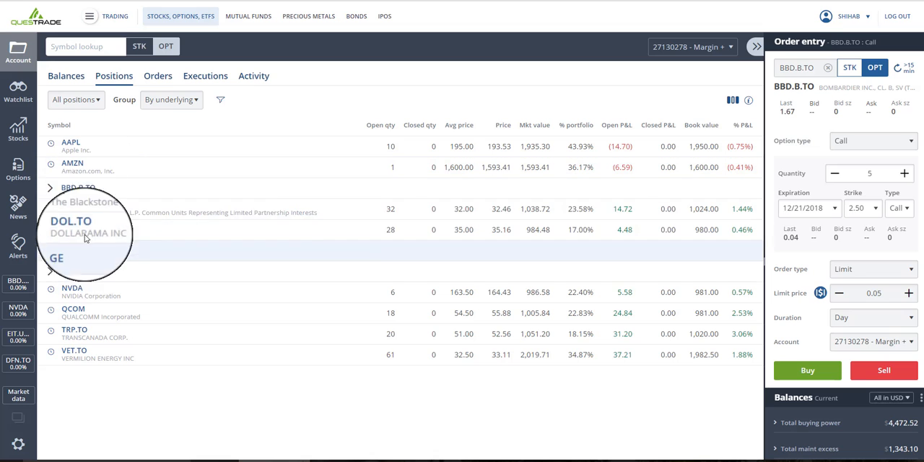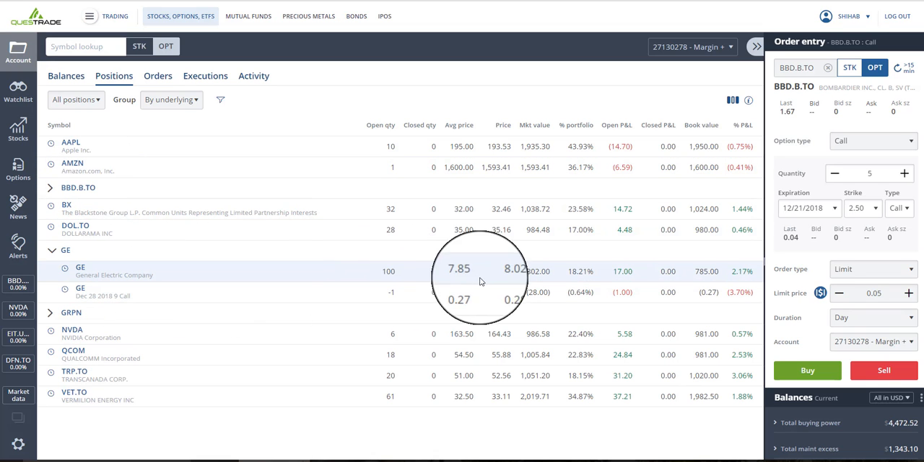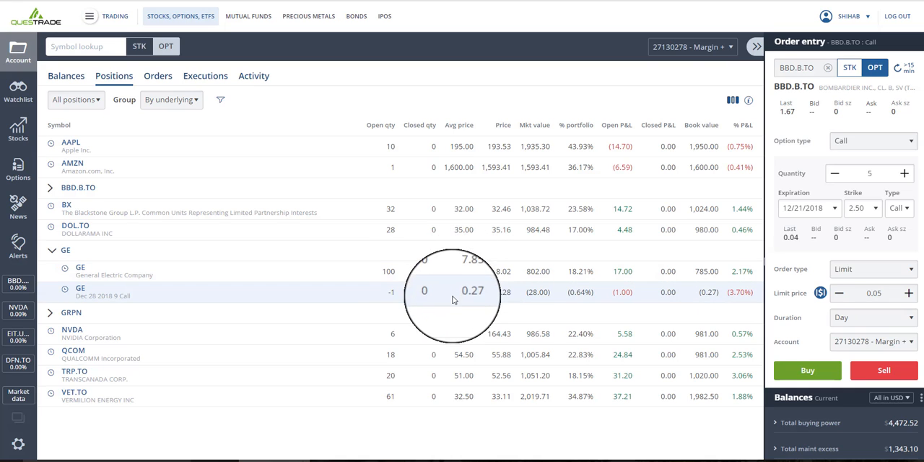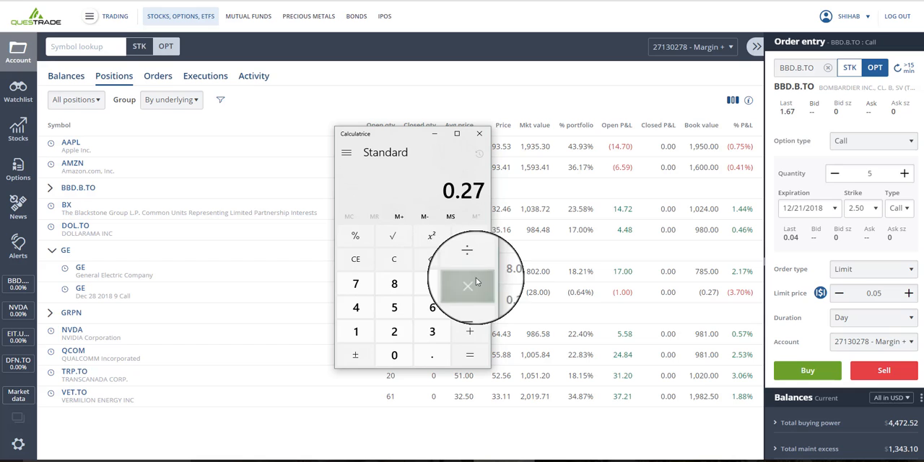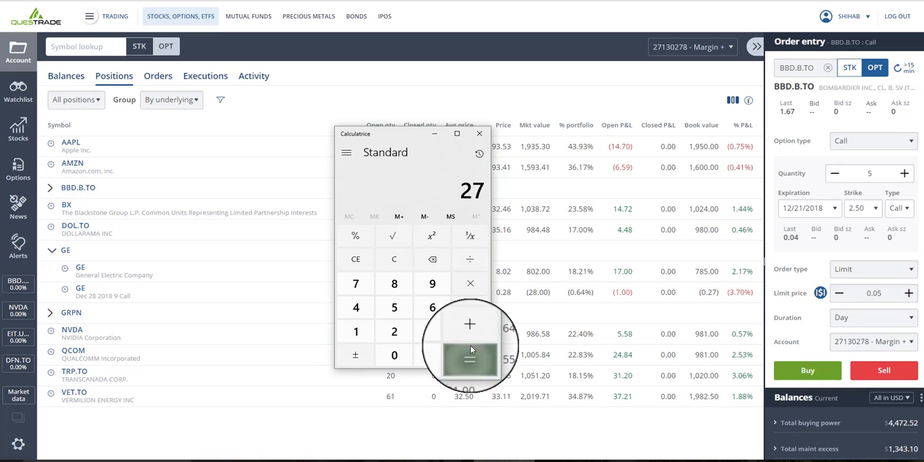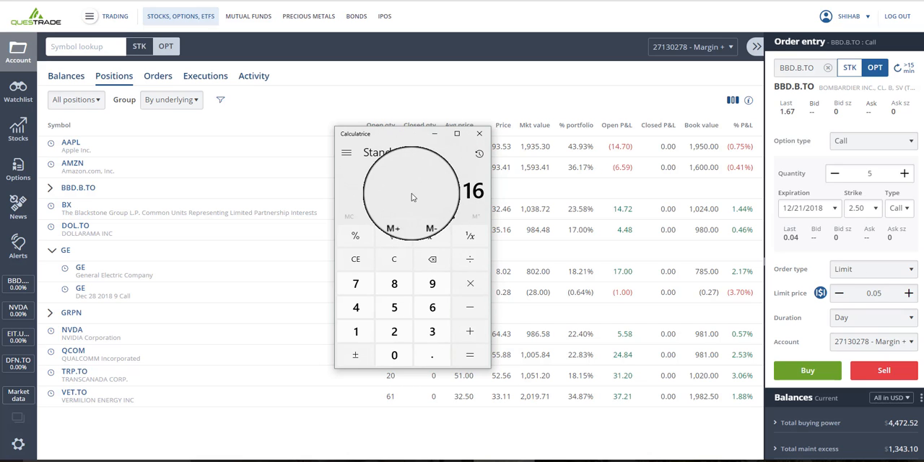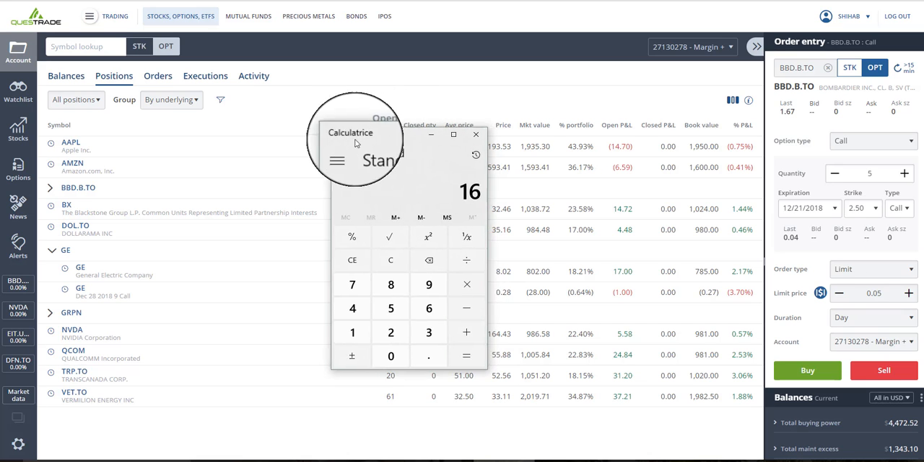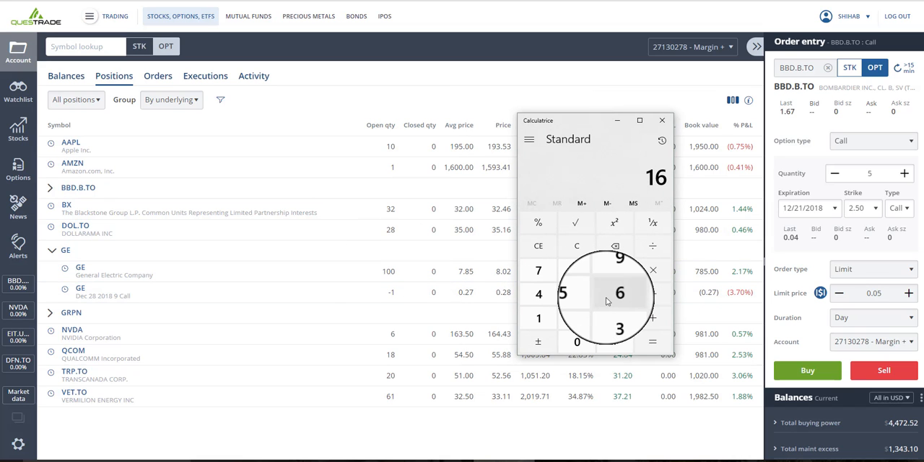So I did the same thing with GE. I bought 100 shares of GE at 7.85. I sold the call option at 27 cents. So I collected $27, which is 27 cents times 100 shares, minus the fees of $11. So I collected $16 after fees. So as you can see, if you don't have a lot of shares, it gets eaten up by the fees.